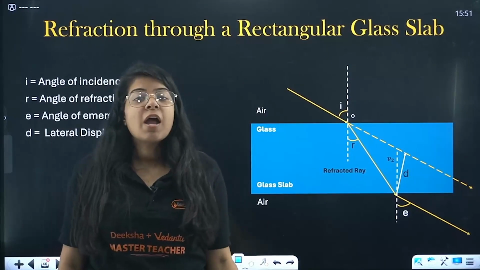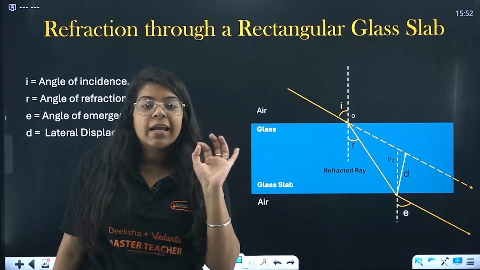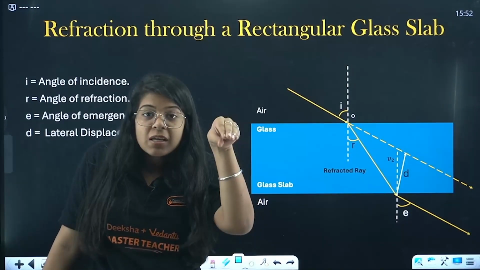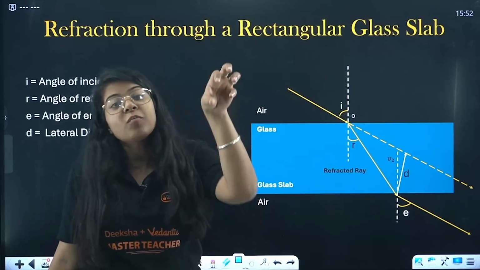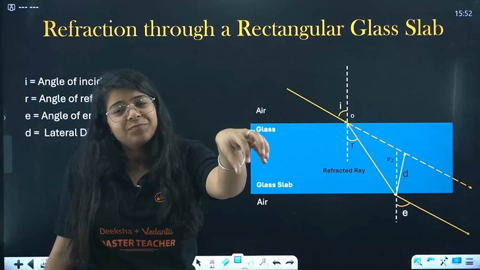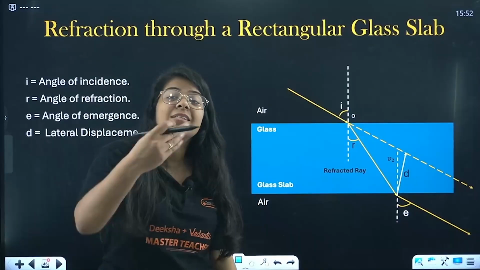Now what we'll do, we'll throw some laser light into that glass, and of course light is going from air into the glass, then it will also come out from glass into the air. Done? So let's see what happens.